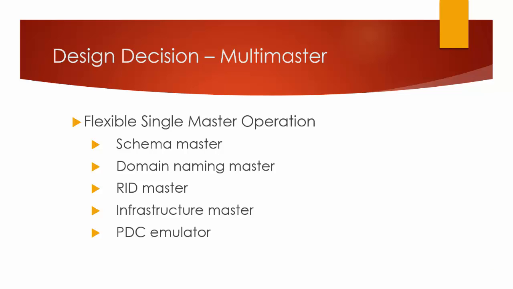Why? Because there were high availability issues with the old concept with primary domain controller and backup domain controller, so they wanted to go multi-master. Did they succeed with that goal? Well, yes, almost. We know that there are 5 roles in Active Directory that are still single master: 2 for the forest, the schema and the domain naming master, and 3 for the domain, the RID master, the infrastructure master, and the PDC emulator.